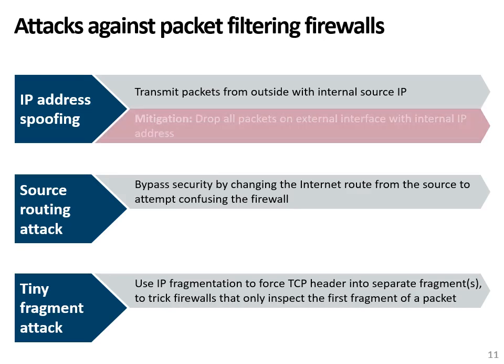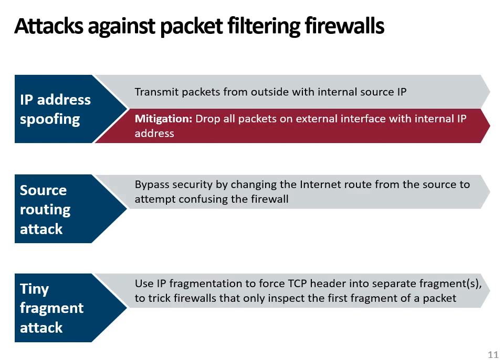This can, however, be mitigated by dropping all packets that enter the firewall on an external interface. This is a network interface that comes from the external network, such as the internet, but has an internal IP source address. By checking this, the firewall can ensure that spoofed packets will not be allowed into the network.